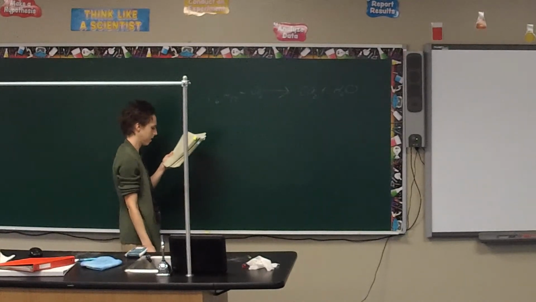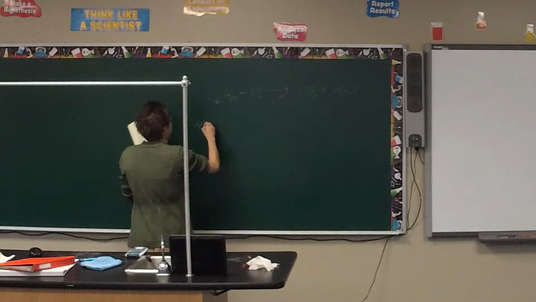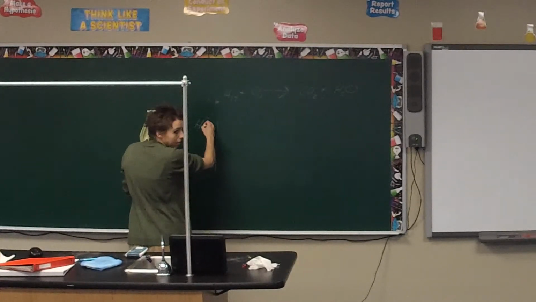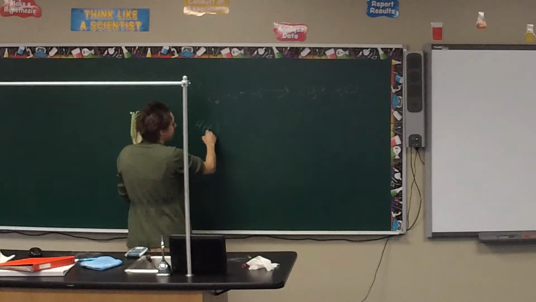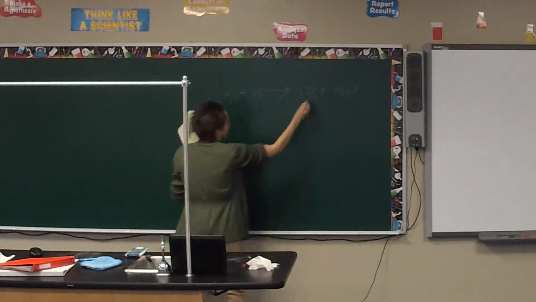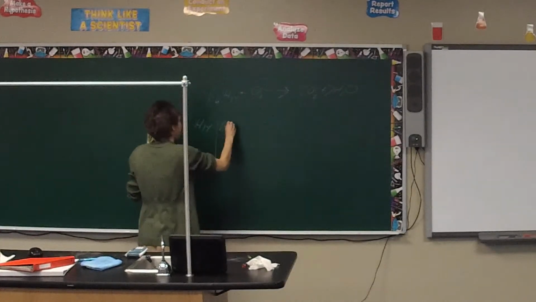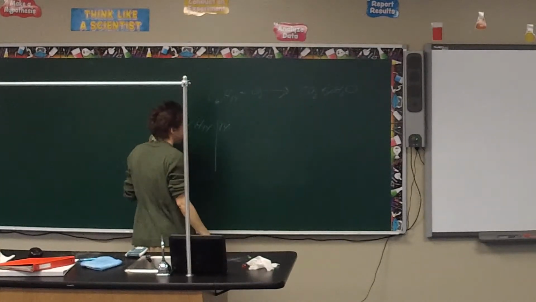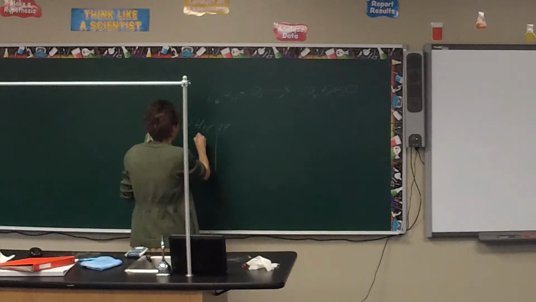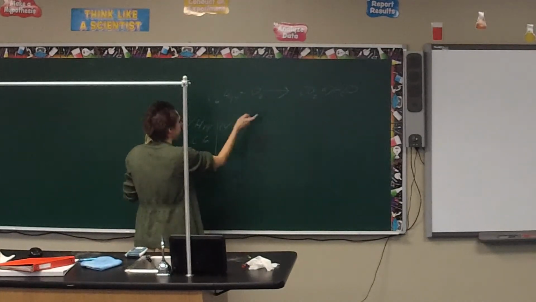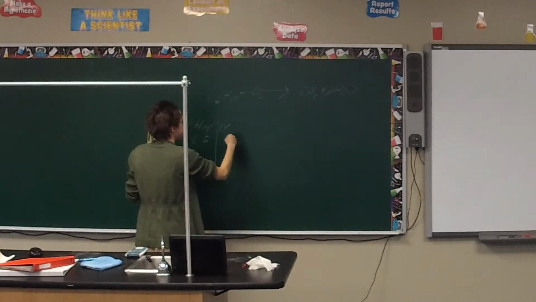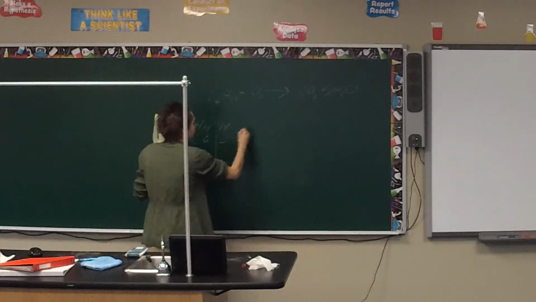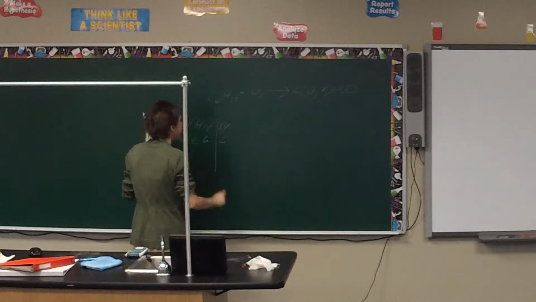Hydrogen. Alright. So how many do I have on the reactant side? 14. How many on the product side? 2. How do I fix it? Times 7. Alright, so how many do I have total now? 14. Alright, hydrogen's done. Which one do you want to do next? Carbon. How many on the reactant side? 6. How many on the product side? 1. How do I fix it? Times 6. Alright. Oxygen, good luck.